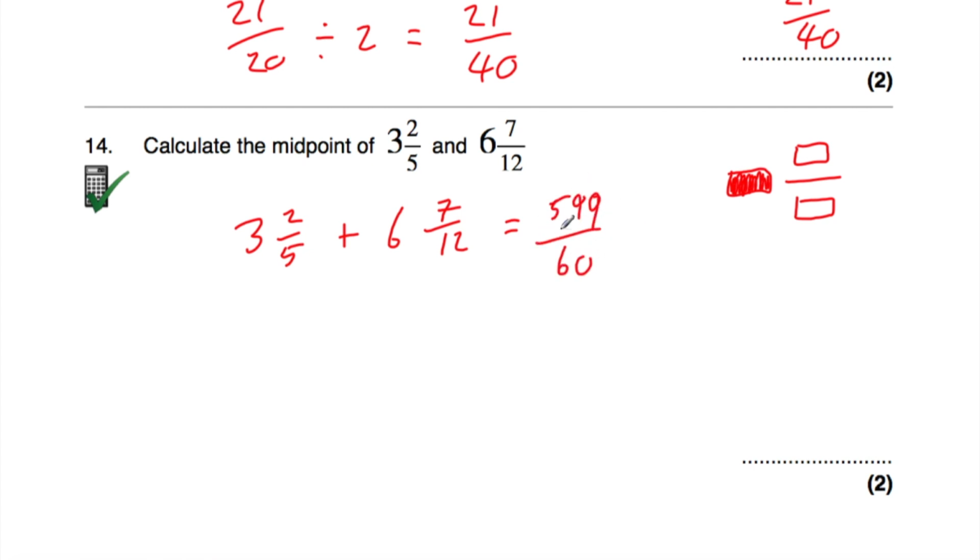599/60ths. Now a calculator might show it as a mixed number rather than a top heavy fraction. It could have shown it as 9 59/60ths instead. So it could have displayed your answer as a top heavy fraction or a mixed number, but mine's displayed it as a top heavy fraction. Actually, it could actually show it as a decimal as well.